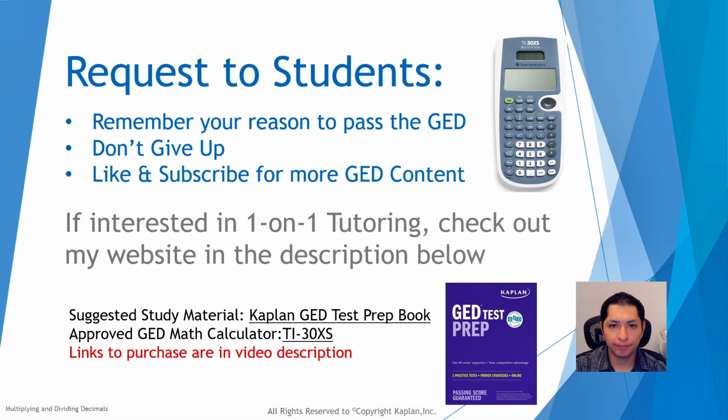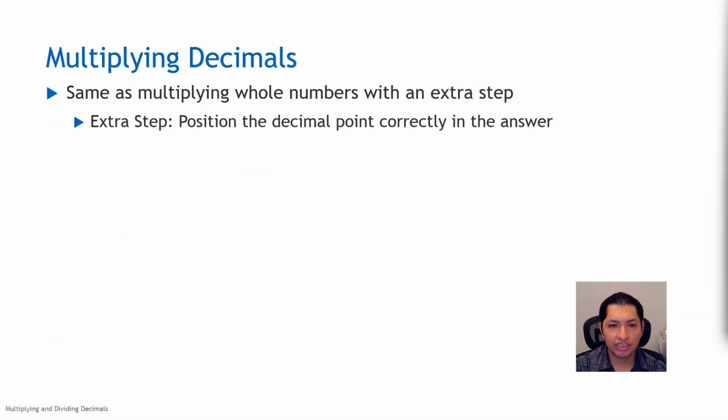All right, let's get started. Multiplying decimals works the same way as multiplying whole numbers, but it does have an extra step. This extra step is to position the decimal point correctly in the answer. So you do have to keep track of where the decimal point goes in the answer.